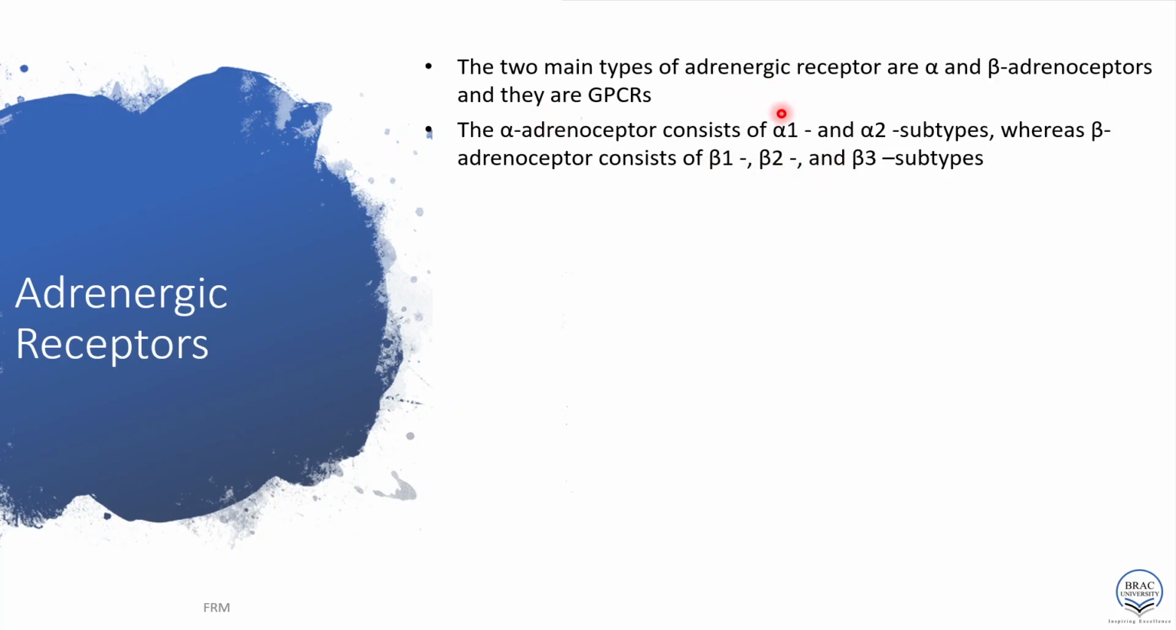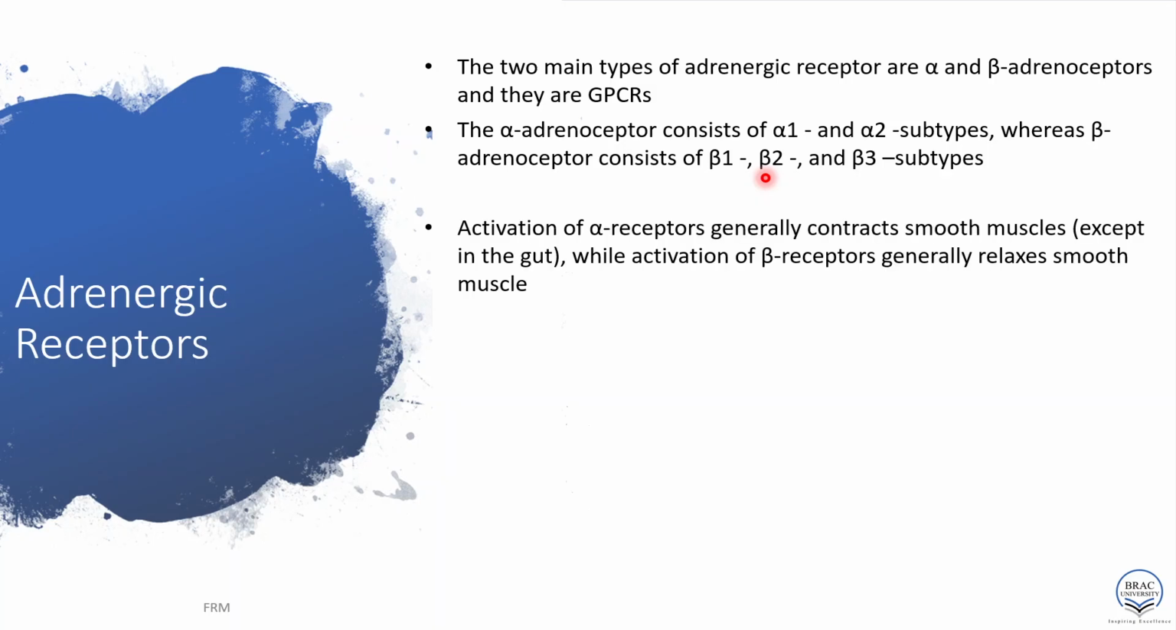So alpha 1 is mainly Gq type, which is mainly stimulatory depending on the situation, and alpha 2 is inhibitory, Gi type. And all the beta receptors are G protein stimulatory, Gs type. That means it increases cyclic AMP in the cell. So depending on the location, like in the smooth muscle cells, the alpha receptors have the opposite function to the beta receptors.